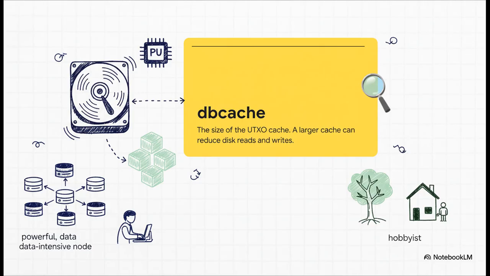Next on the list is dbcache. You can think of this setting as your node's short-term memory. It controls how much of your computer's RAM your node can use to temporarily store blockchain data. The bigger this cache is, the less often your node has to go read from the much slower hard drive, which can really speed things up.